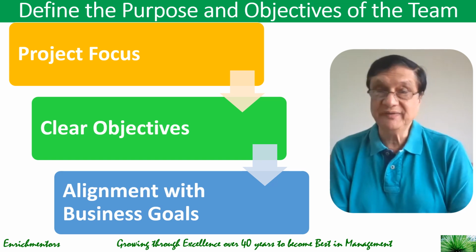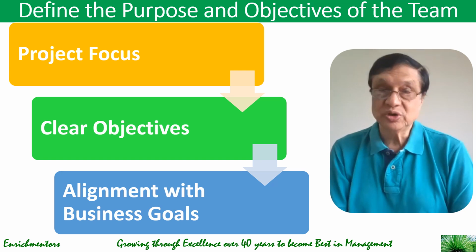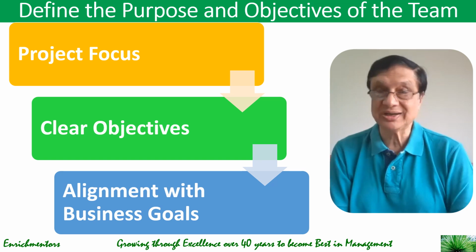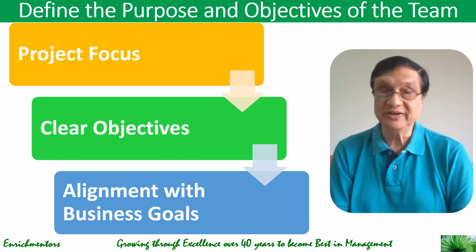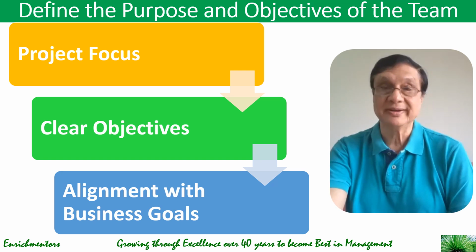For example, if the project is to implement a new HR software system, your goal definition could be implement the software by Q4 and reduce manual HR tasks by 30%. So very measurable, very clear, and very focused, right? So define the purpose and objectives of the team in this way.